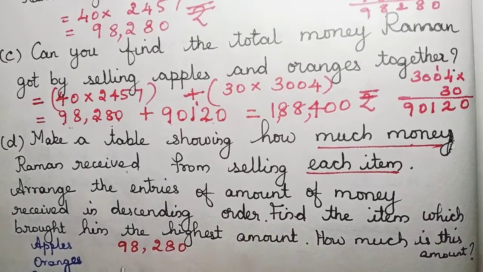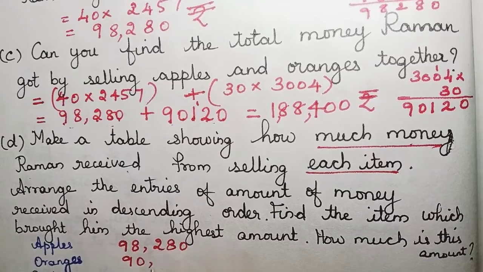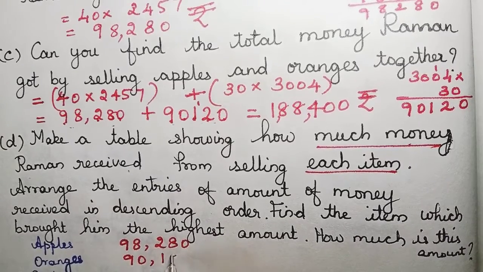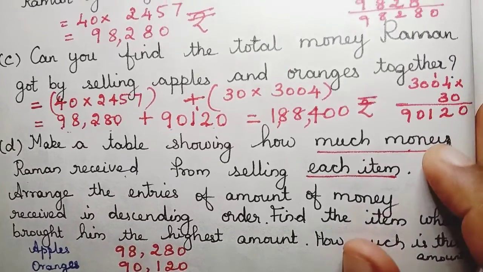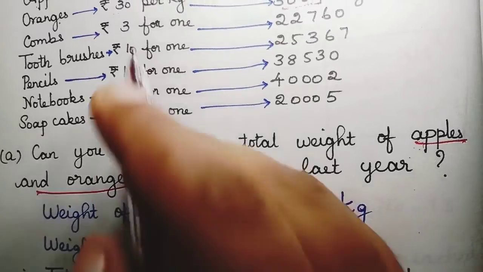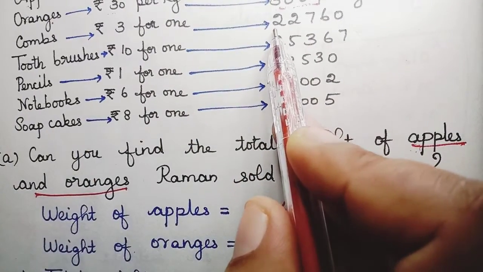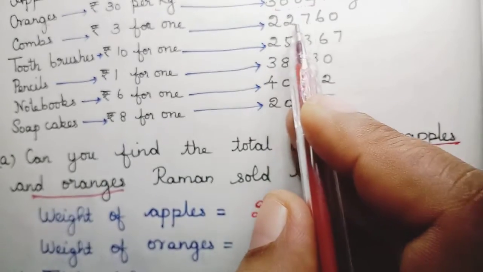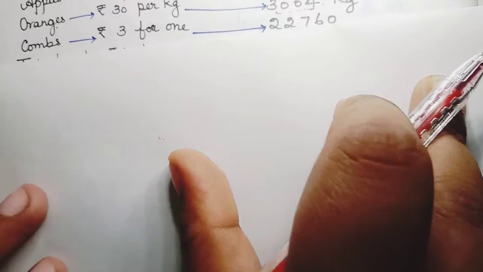98,280 is for apple, and for orange it is 90,120. Okay. Next we will find for comb. For one comb it is 3 rupees, and the total number of combs sold is 22,760. So we will find it here itself and write it below.